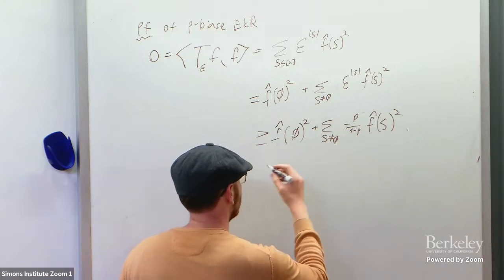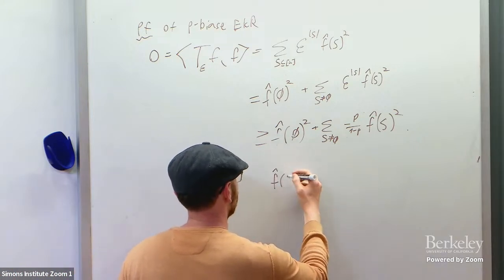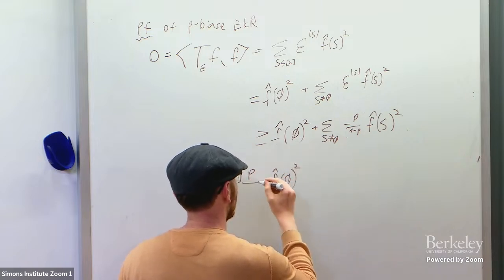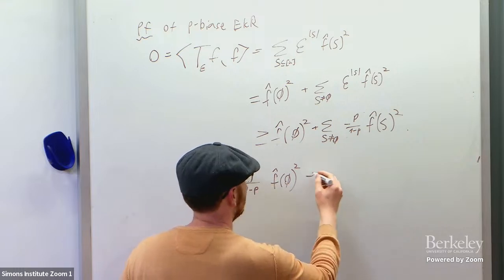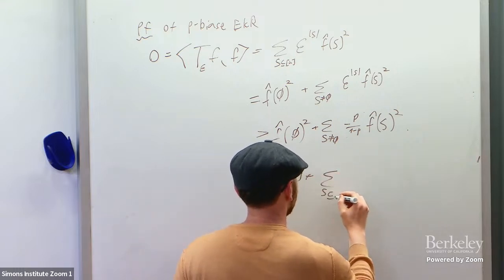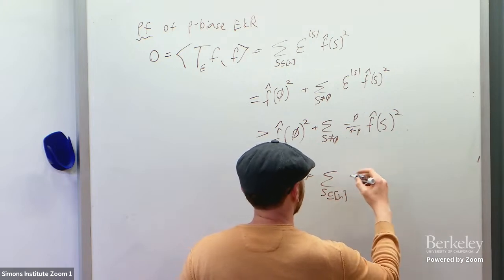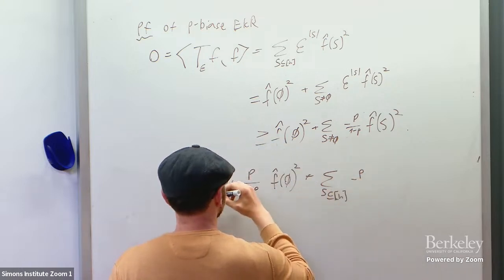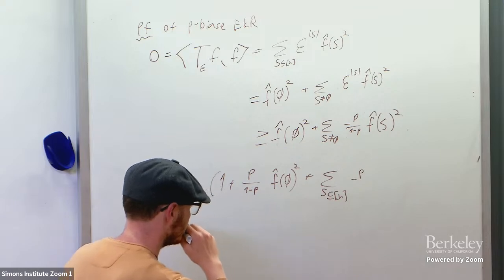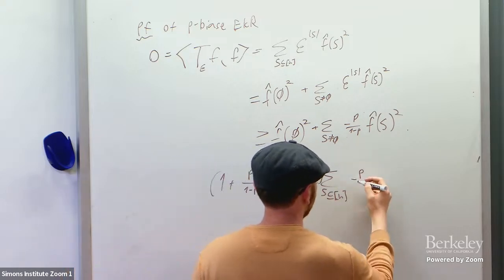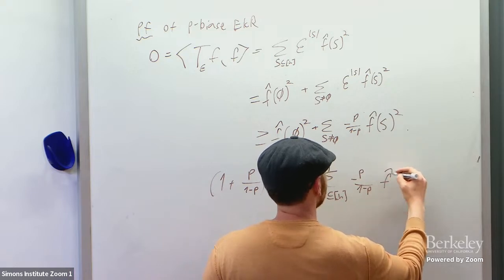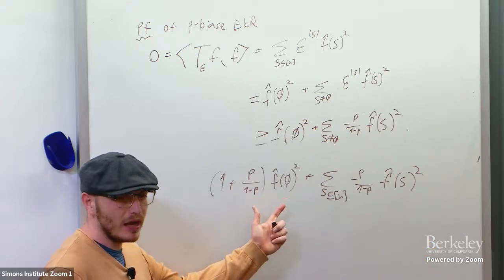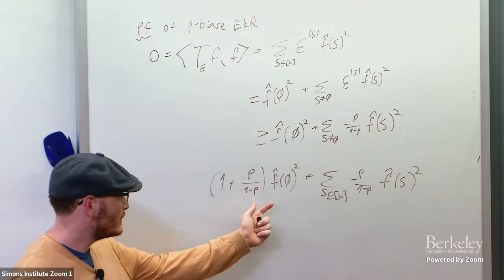And now we can write it as f of the empty set squared times e to the 1 minus p, plus the sum over all s of 1 plus p times 1 minus p, and here we have the sum over all s. And what can we say about each part?